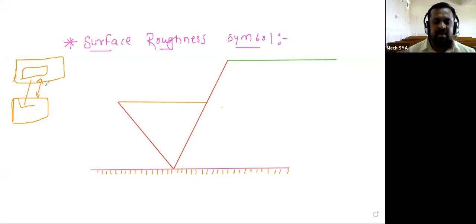Simple. If there is any component, suppose we have to manufacture a rod like this, or suppose we have to manufacture this pen, and this is the picture we have drawn here. This is the drawing for the pen, and on the surface of that drawing, suppose they have given a symbol like this.